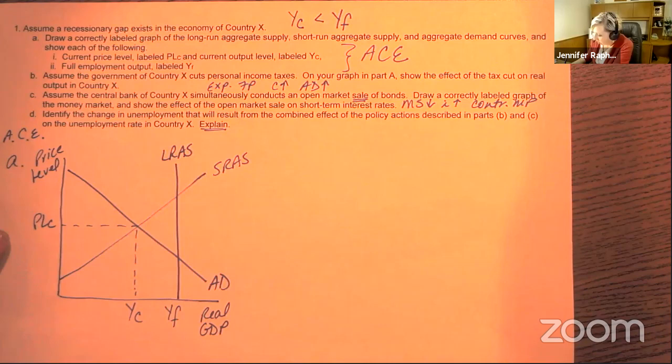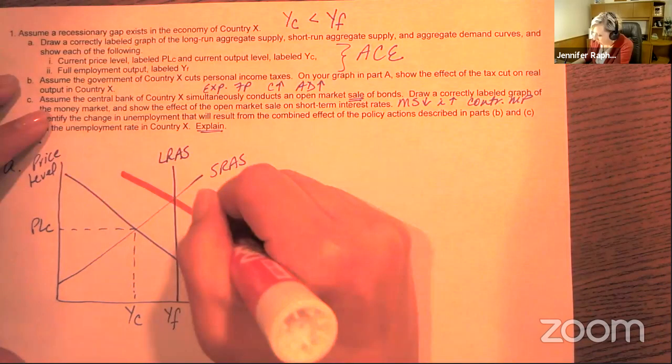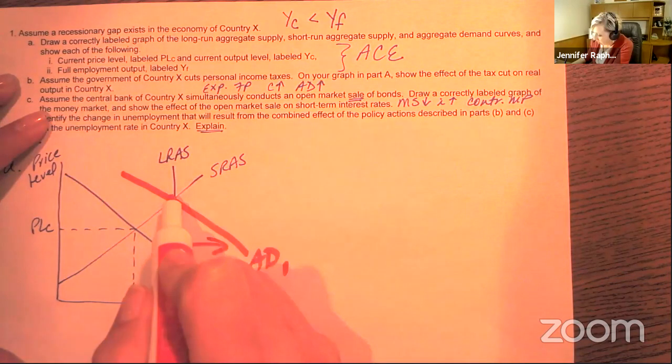So we're going to close the gap. We're going to move our aggregate demand curve to the right enough to bring the economy back to full employment levels of output. So here's our current output now after our expansionary fiscal policy, and here's our new price level.